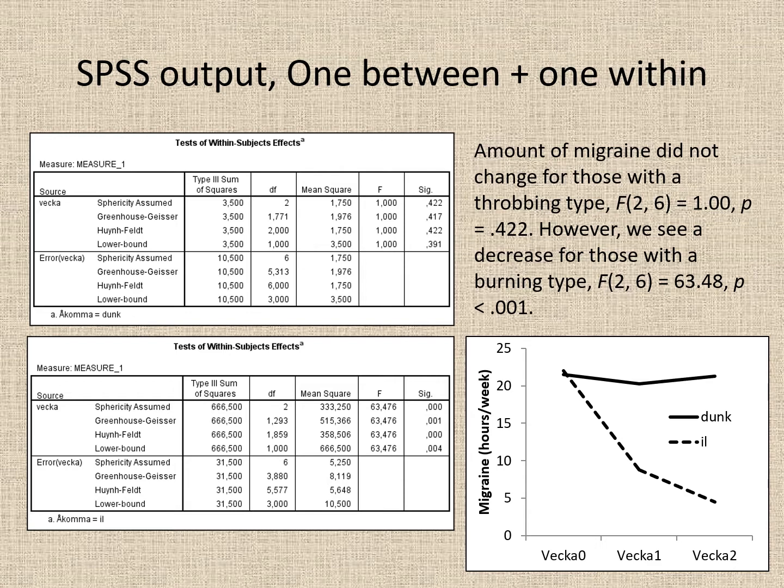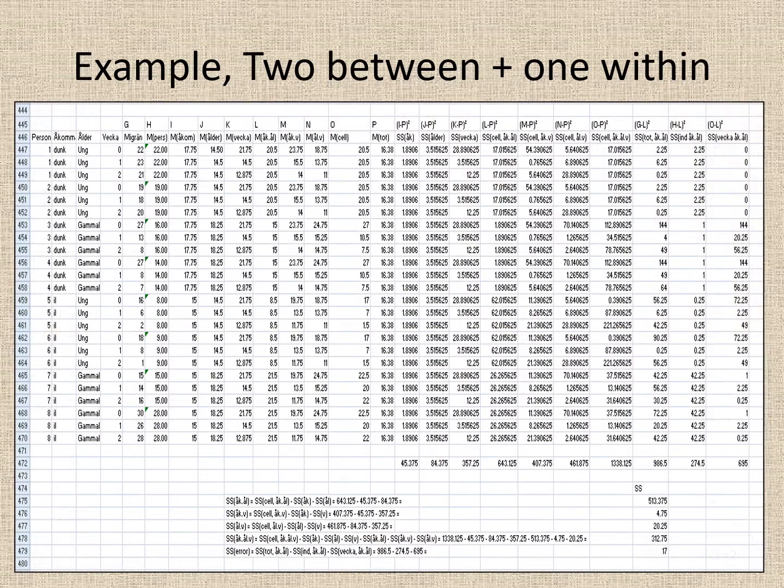2 between, 1 within. We add 1 more between subject factor. So we have what type of migraine do you have? In this you don't get the between subject effects. You get that in a separate table, but I didn't include them here. This is for the effect of the within subject factor, in this example, what week the measurement is done, and how it interacts with the between subject factors.